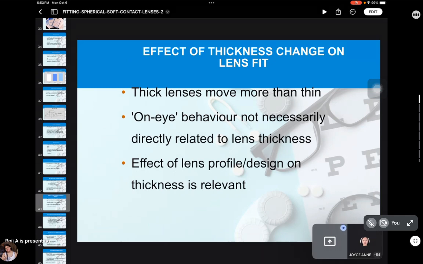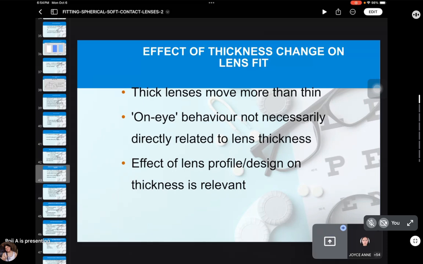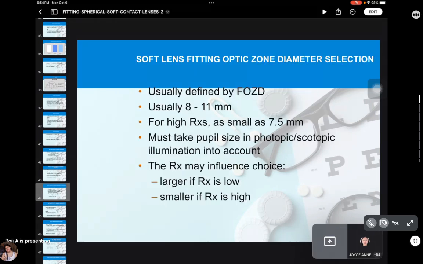Again, thick lenses move more than thin on eye behavior, not necessarily directly related to the lens thickness. It affects the profile or design of thickness, wherein it is irrelevant when it comes to soft contact lenses. Usually defined by your front optic zone, usually 8 to 11 millimeter. This is your optic zone diameter selection. Must take pupil size in photopic and scotopic. That's why we take two ways, dim and normal illumination.